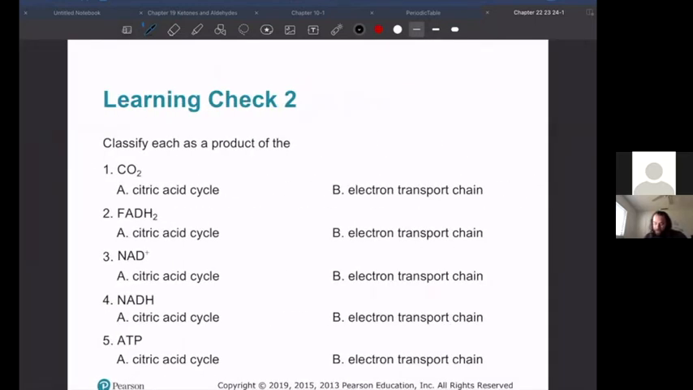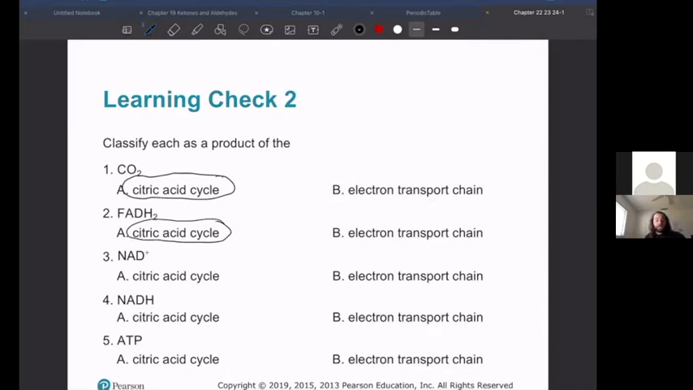Okay, so these are all products of either the citric acid cycle or the electron transport chain. Let's see if we can specify which is which. CO2 is a byproduct of the citric acid cycle. Actually, in the electron transport chain, although oxygen is consumed, it's not converted to CO2, it's converted to water. FADH is consumed in the electron transport chain. It is a product of the citric acid cycle.